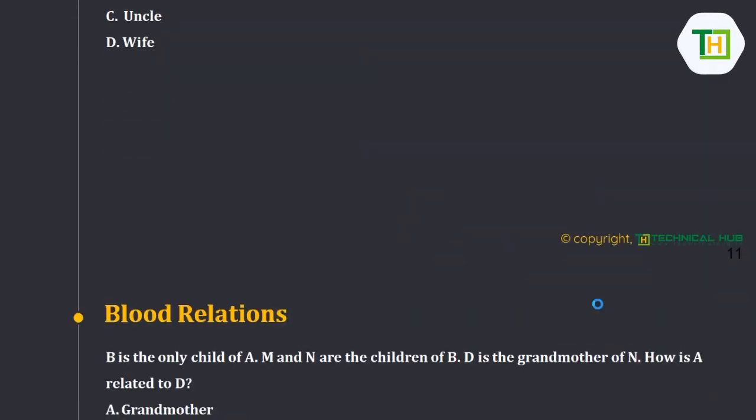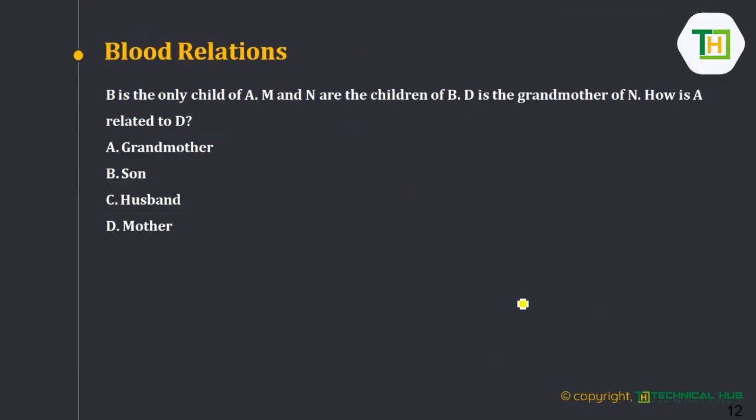Okay. And next, coming to another question, B is the only child of A. So here it is A, their only child is B. M and N are the children of B. So B has two children, that is M and N.